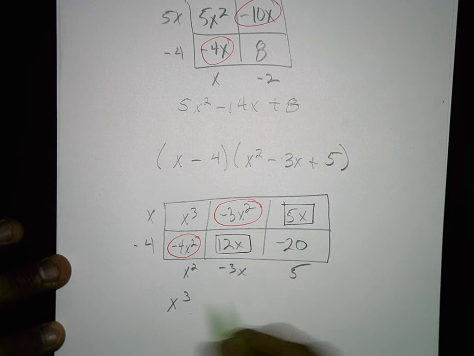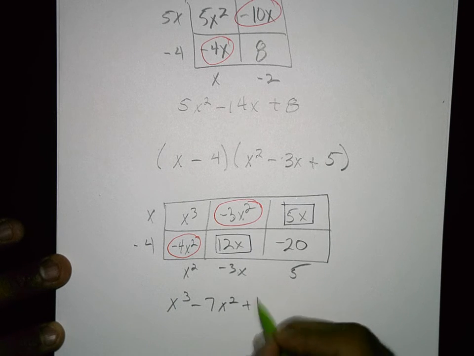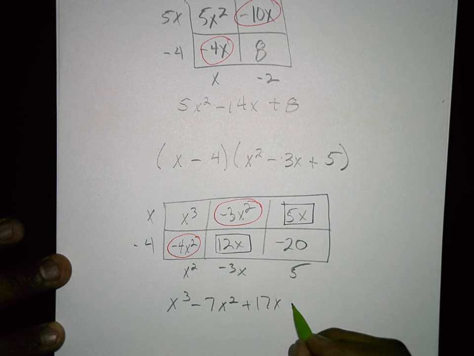So I got x to the third minus 7x squared, 3 negatives and 4 negatives, plus 17x, 12 positives, 5 positives, minus 20.